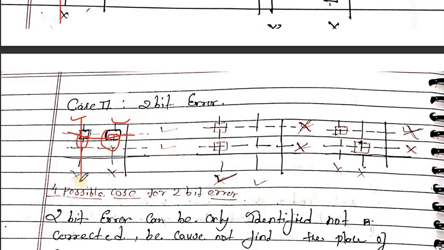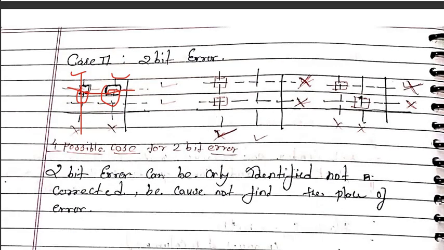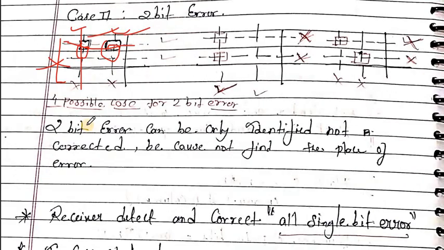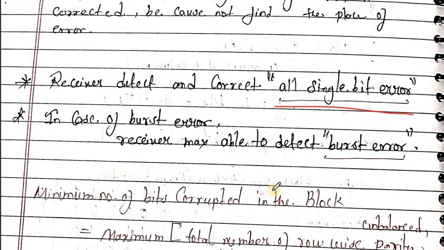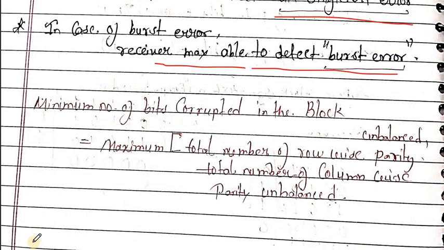But here there is a 2-bit error in which there are 4 possible cases. One possible case is this, which is already in the matrix, but 3 other cases are available, and the receiver is not able to find which of the other 3 possible cases is the correct one. So 2D parity is not able to correct a 2-bit error. The receiver will detect all single bit errors. In the case of burst error, the receiver will be able to detect the burst error but not correct it.